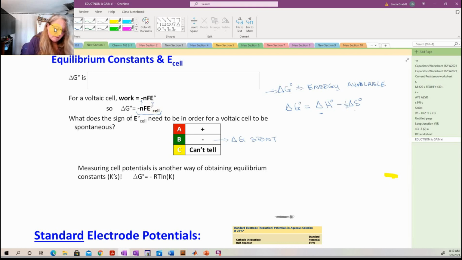The fun part here, though, I want to emphasize, this is what we have been doing all quarter. There's K. That's an equilibrium constant. So the fun thing is that I can use my cell potentials to figure out what my equilibrium constant is, because I'll know the temperature. This is just the gas law. And so if I know the amount of energy or work available to be done, I can rewrite this as negative nF E cell equals negative RT ln K.